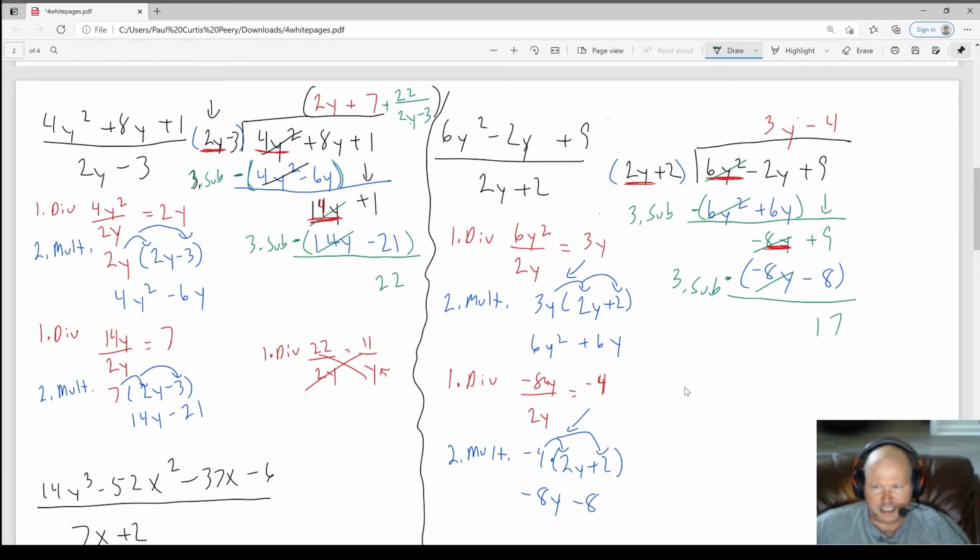Since you cannot evenly divide 17 by the 2y, right? That's not going to go in there. The y will stay on the bottom, okay? We know we're done. That's going to be the remainder, basically, or at least the numerator of your remainder. So we're going to add 17 over the denominator, or the divisor, of 2y plus 2.